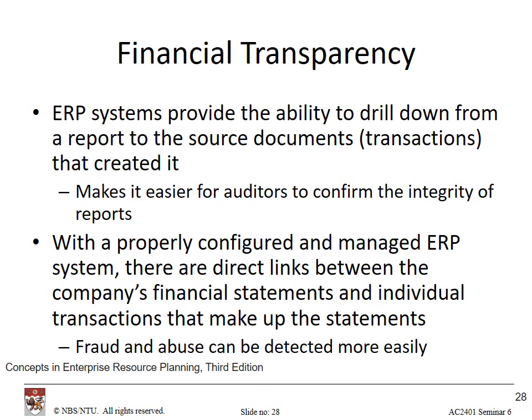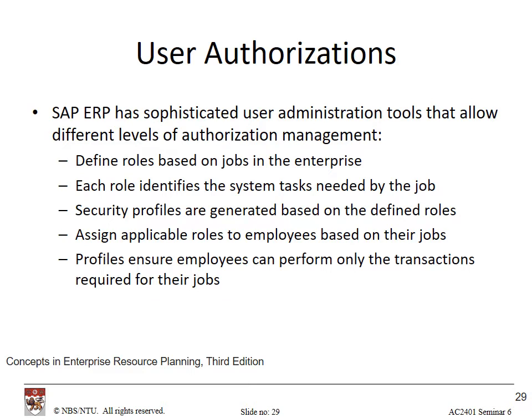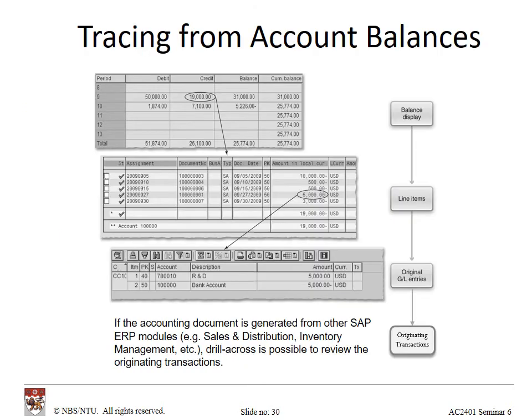ERP systems like SAP keep track of the flow of information and data via an audit trail to enable enhanced control. User authorizations are another important control feature in SAP. A transaction can be traced all the way from the top-level report or display through processing all the way through to the source document or originating transaction, as depicted in this figure.